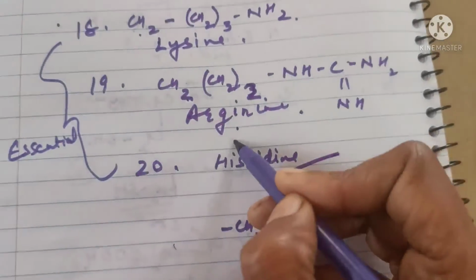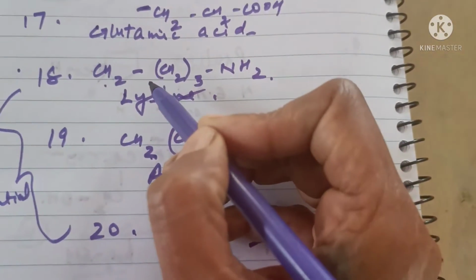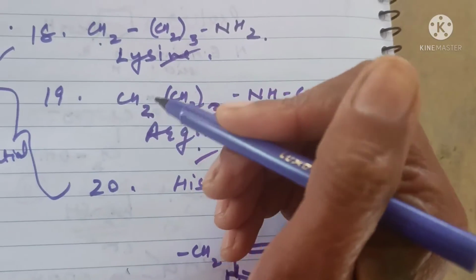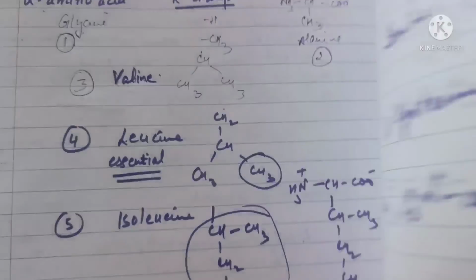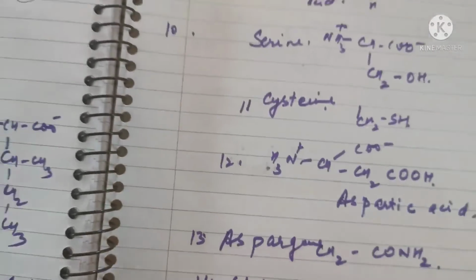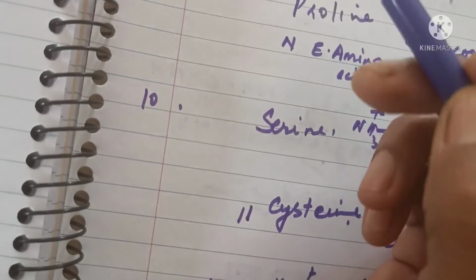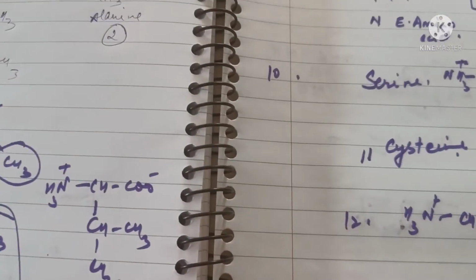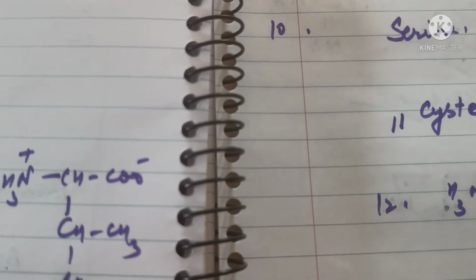So in general, we have 10 amino acids which are essential amino acids. These are histidine, arginine, lysine, then we have threonine, glutamine, then we have tryptophan, methionine, phenylalanine, isoleucine, lysine and valine. So these are the essential ones.